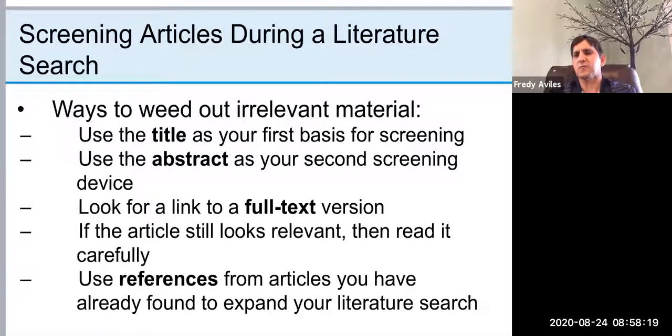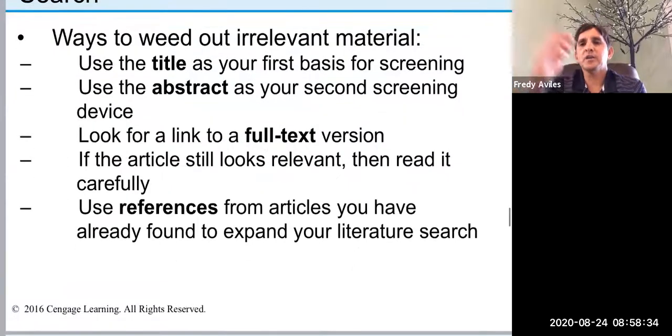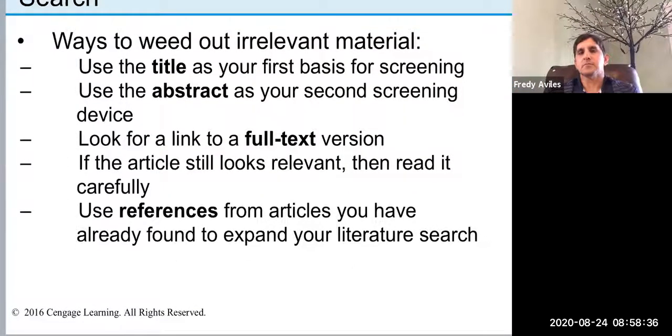Narrow it down to things that are full text, okay? There's plenty of stuff that's full text. You don't really want to waste your time with stuff that's not full text and just read a description of it. There's plenty of stuff full text. Narrow it down to that. Most things are full text now. If the article still looks relevant, then go ahead and read it. Read it carefully, okay?